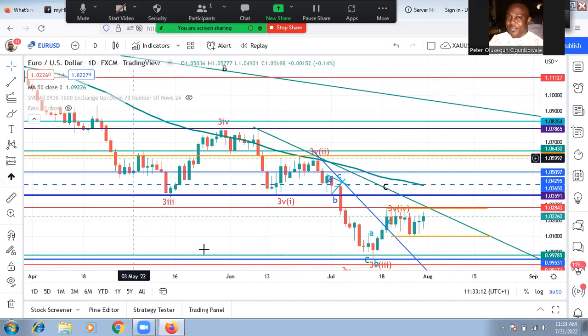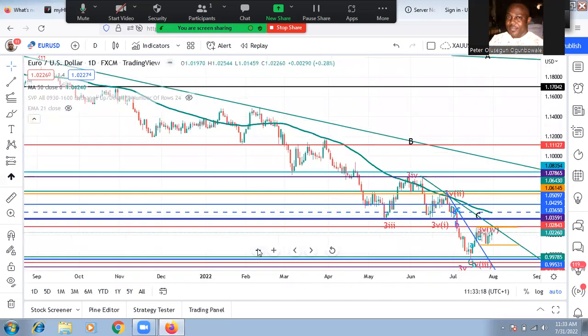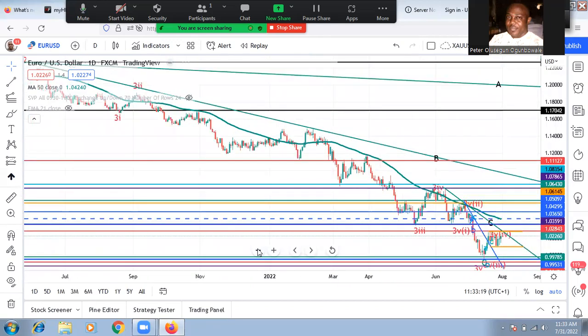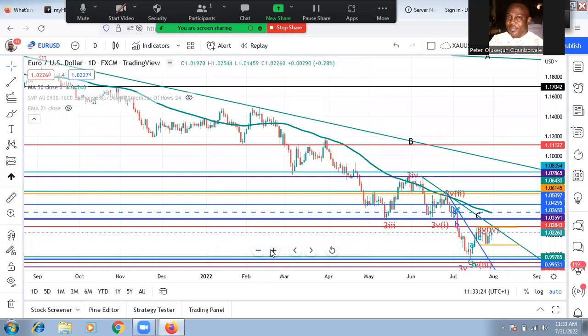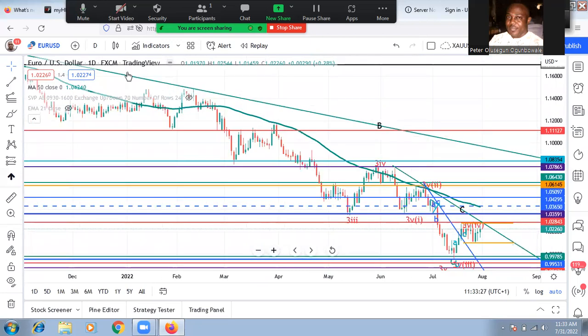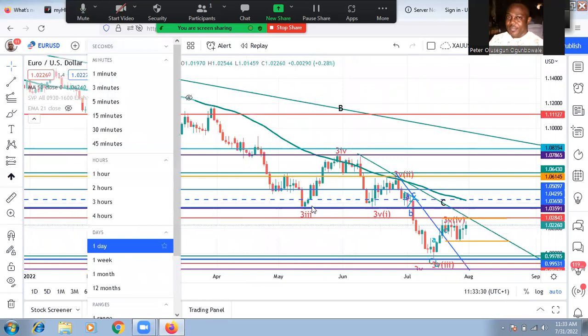If we switch to, I'm just using Euro USD to teach us. Let me make it the weekly candle, so that will still capture enough space for me.